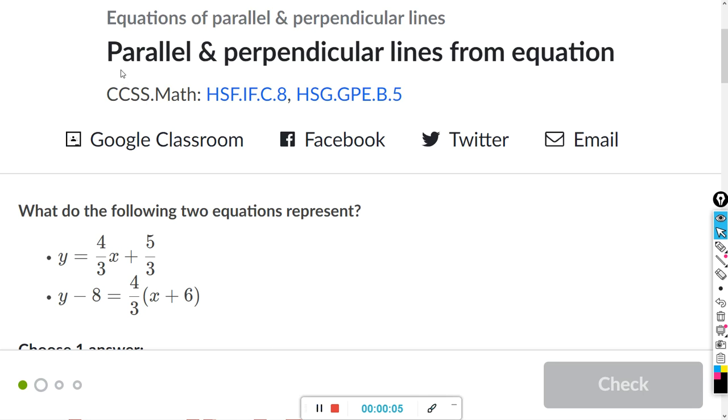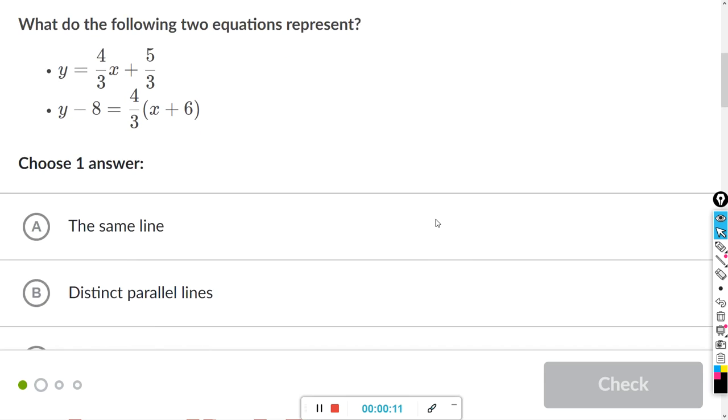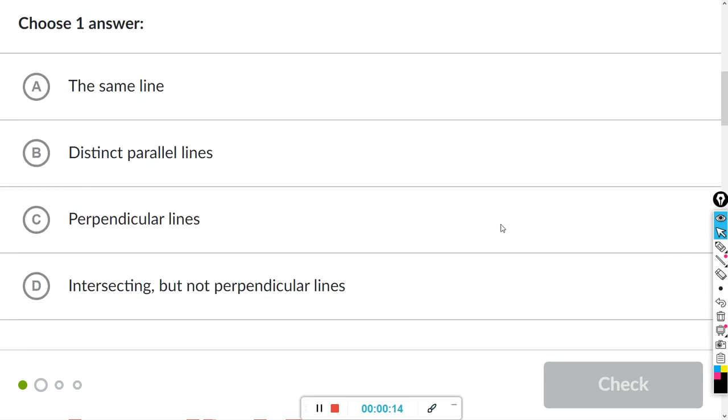Alright, this will be for the assignment, parallel and perpendicular lines from equation. I think for all of these we're going to have 4 choices. For the first one, the same line, that would just be the same equation.